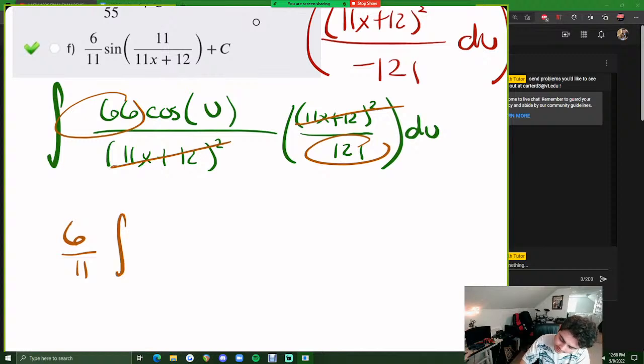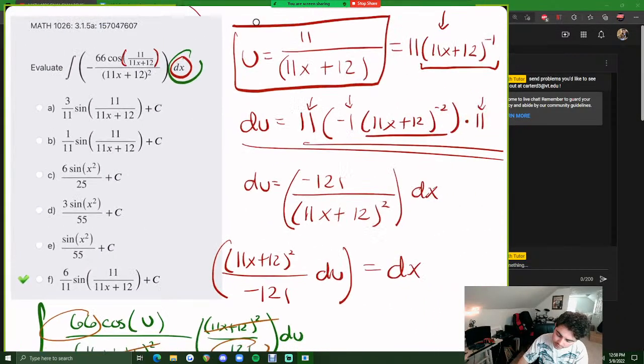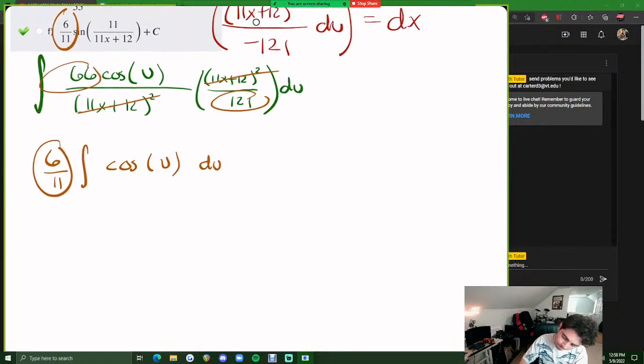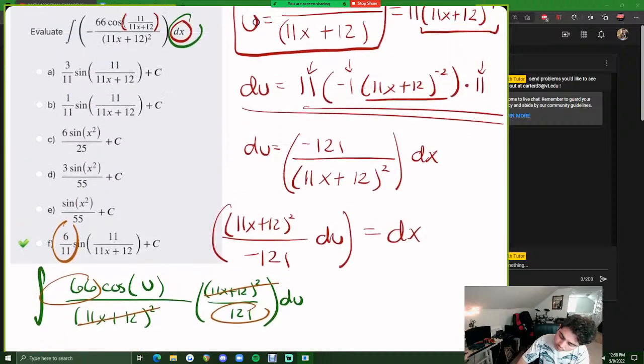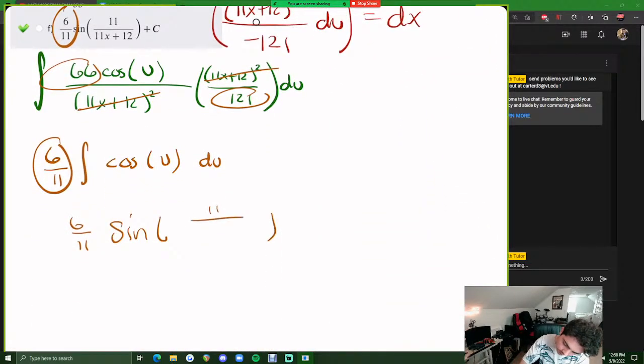What do we have left on the inside? Just cosine of u du. Now really, once you identify that 6 over 11, hopefully that's all you need to identify the answer. And then if we went a step further, the antiderivative of cosine is positive sine. So 6 over 11 positive sine of u, and then keep in mind u was actually 11 over 11 x plus 12. And then plus c.